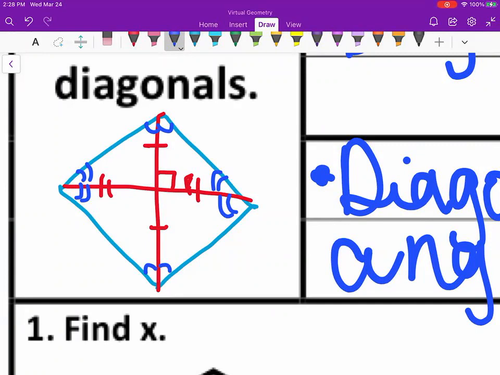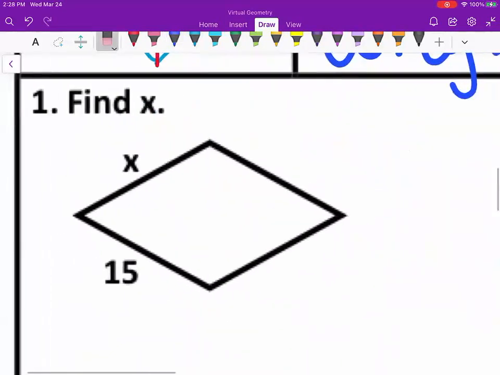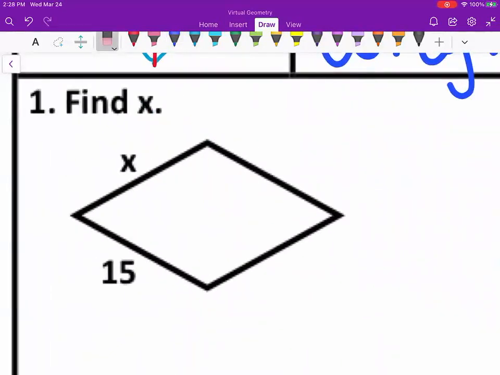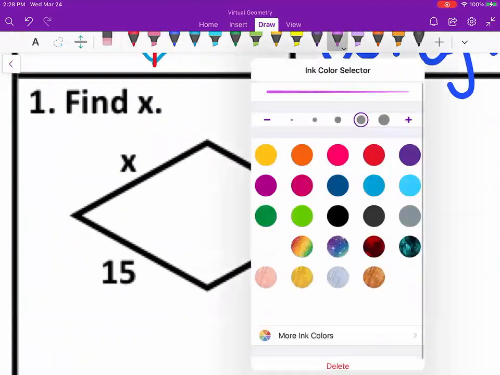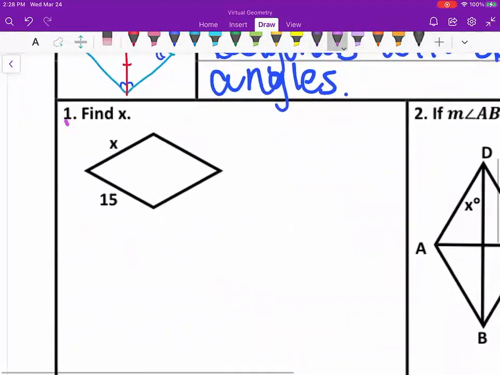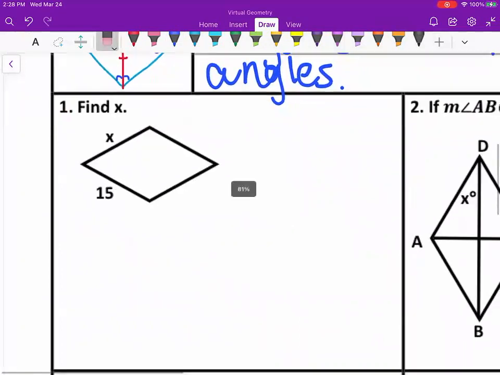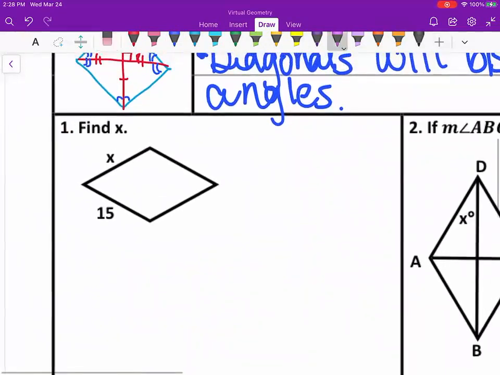So let's see what happens when we start looking at some examples. So example 1. Find the value of x in the figure below. All right, so x is a side length, and like we said earlier, all 4 of these sides in a rhombus are exactly the same length. So if one of them is 15, they're all 15. And so there's my x.